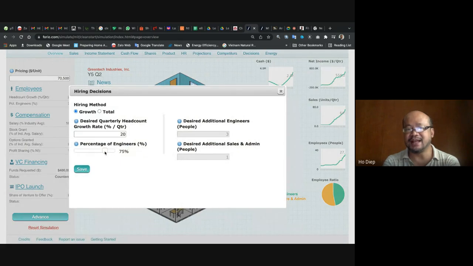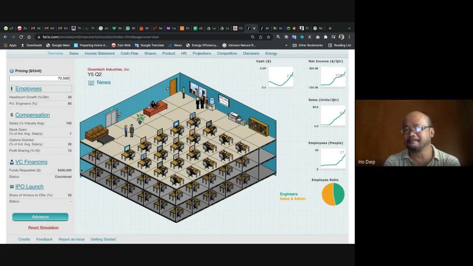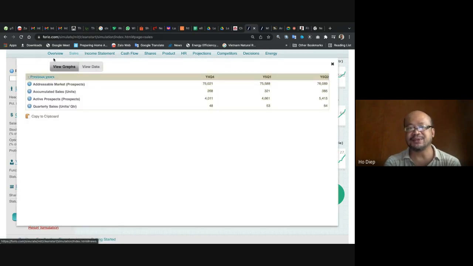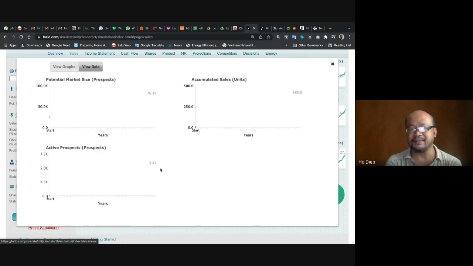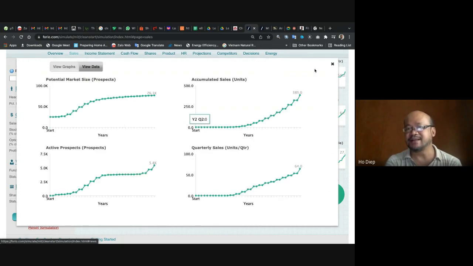So engineers, maybe 80%, and sales staff, 20%. We still want to grow around 20% per year, so let's do that. Let's check the situation. We're on year 5, quarter 2. Situation is still quite good. We're making quite a decent amount of profit. Our sales are still increasing. Our number of staff is still increasing. Our sales funnel is still increasing, which is good. And our product is still competitive, which is quite good.